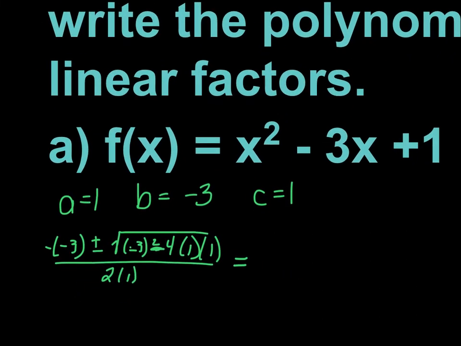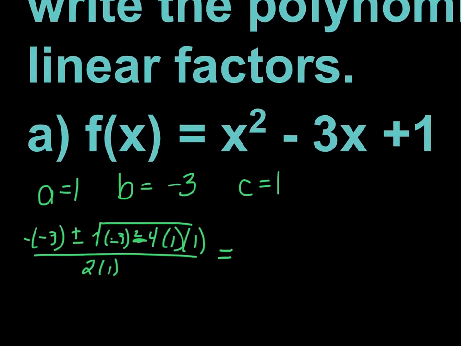Okay. So let's simplify this. Negative gives me a positive, right? Plus or minus. What's negative 3 squared? 9. And 9 minus 4 is? Good. Over 2. Can I simplify it at all? I can't? You guys sure? Yeah. You're right. Just making sure.